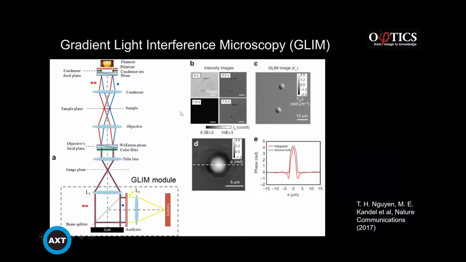The biggest difference between GLIM and SLIM is that in GLIM, the two imaging beams are always equal in power. They always go through the specimen with the same power, as opposed to SLIM, in the phase contrast optical path, where the reference beam will always have a lower power than the sample beam. So you'll see a little bit later that in highly scattering objects, that will cause a loss of contrast.